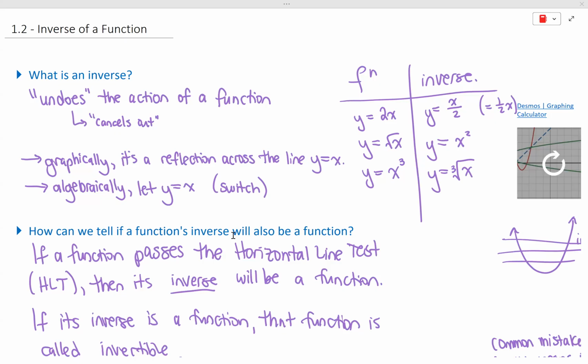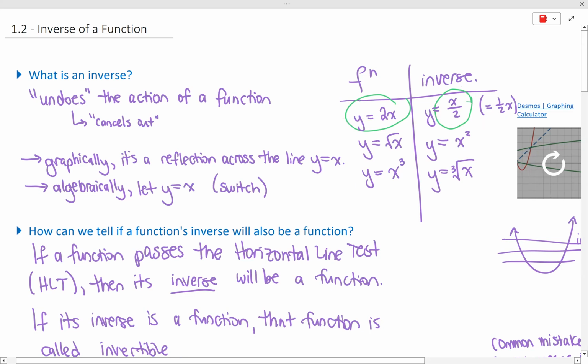Today we're going to be talking about the inverse of a function. So first of all, what is an inverse? Essentially, an inverse undoes the action of a function. For example, if you have a function like y equals 2x, that is doubling the values of x. So its inverse would therefore be halving the values of x.